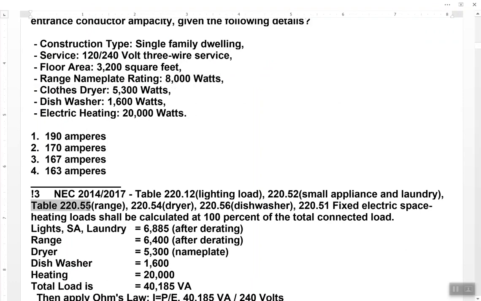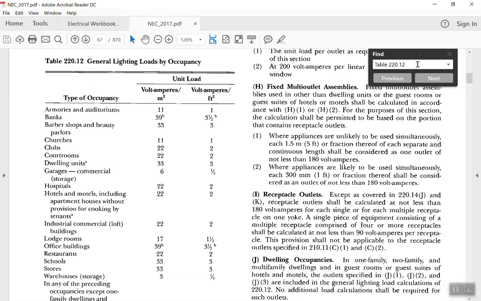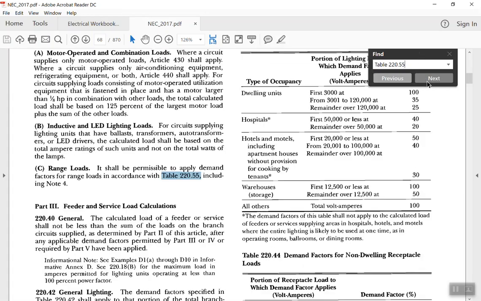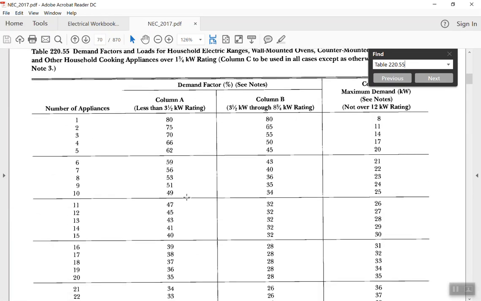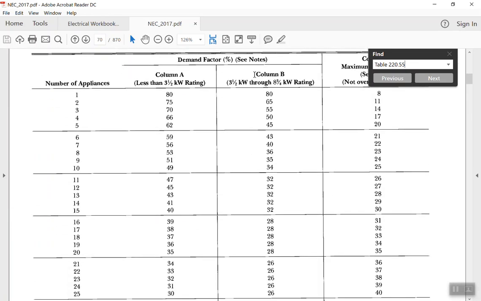For ranges, Table 220.55. Table 220.55 in your code book, if you would, please. It's a pretty big table. Always on the exam. I'll guarantee it's on there. Now we got an 8,000 watt range, so wouldn't we need to be in column B here? Because this column here is 3,500 watts through 8,750 watts, right? So we need column B because we got an 8,000 watt range.